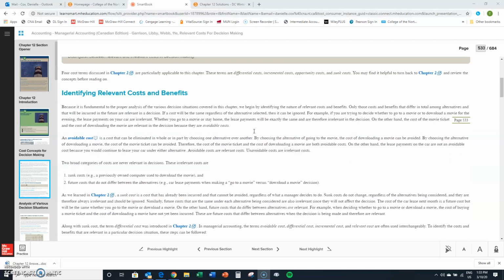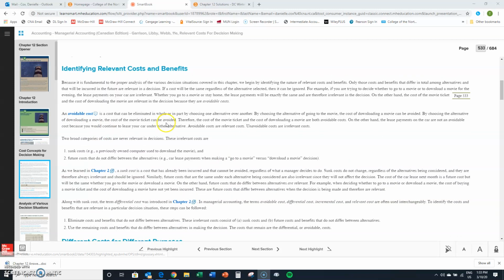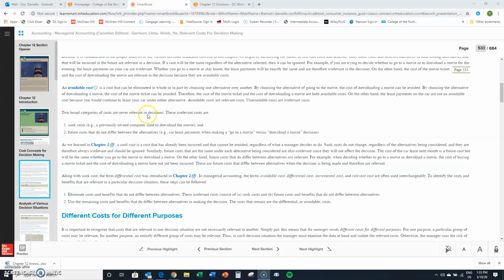So if we look further down, avoidable cost, that's something that can be avoided or eliminated by choosing one alternative or another. This here is of particular importance. Two broad categories of cost that are never relevant in decisions. So they are irrelevant costs.